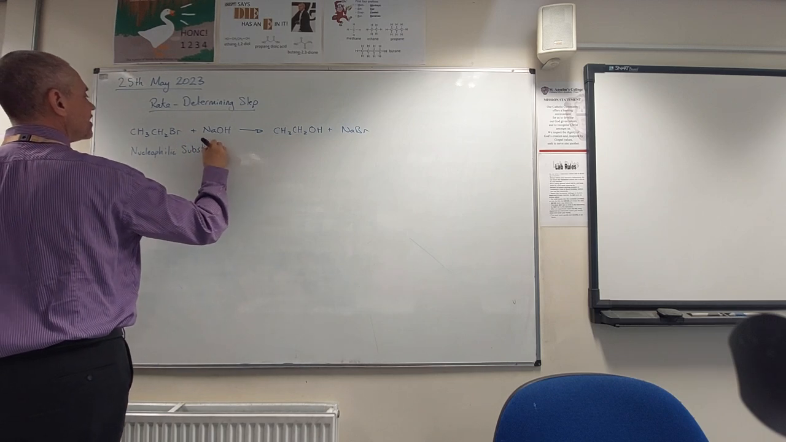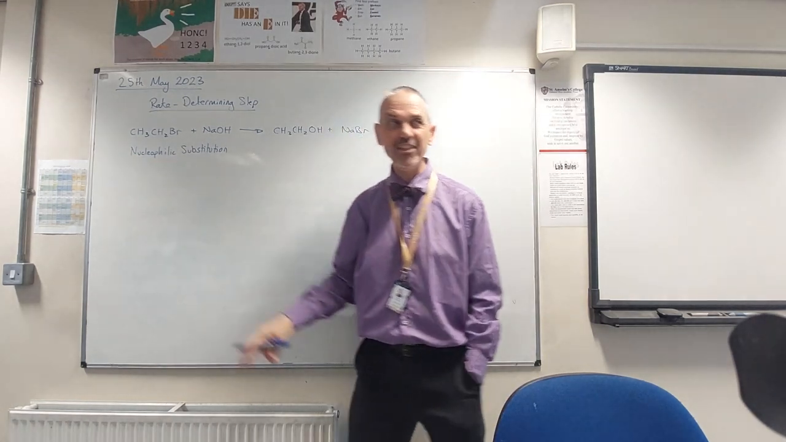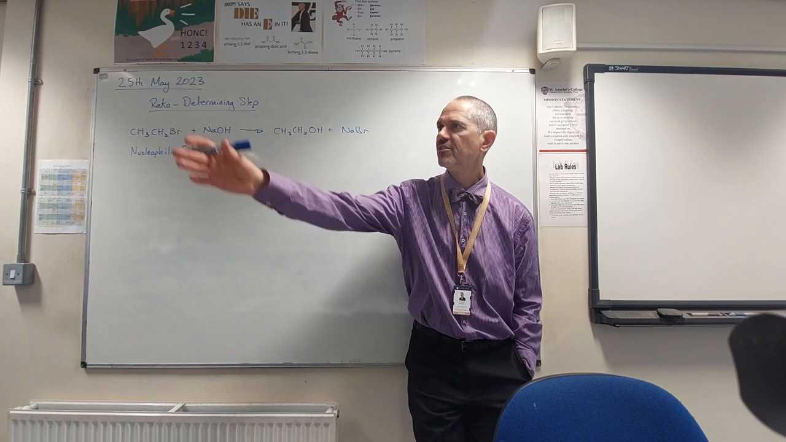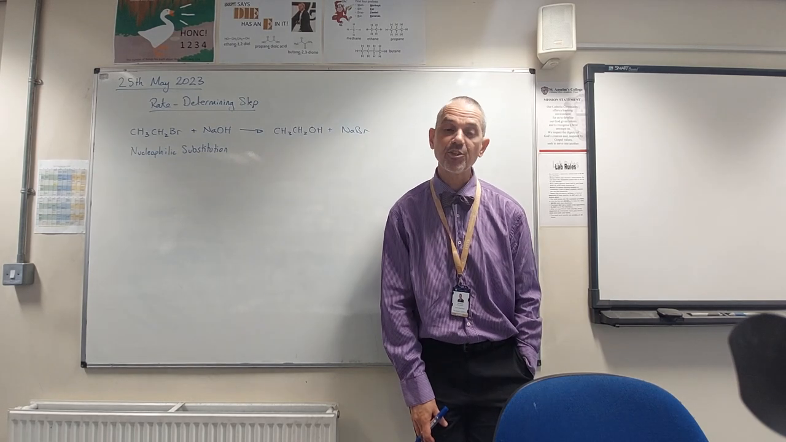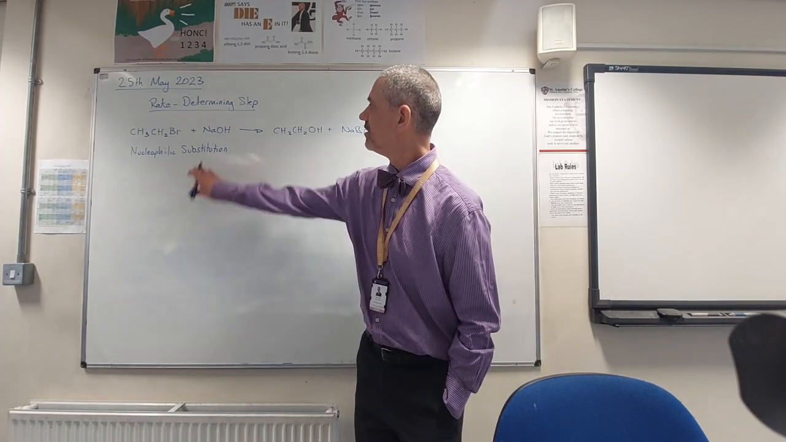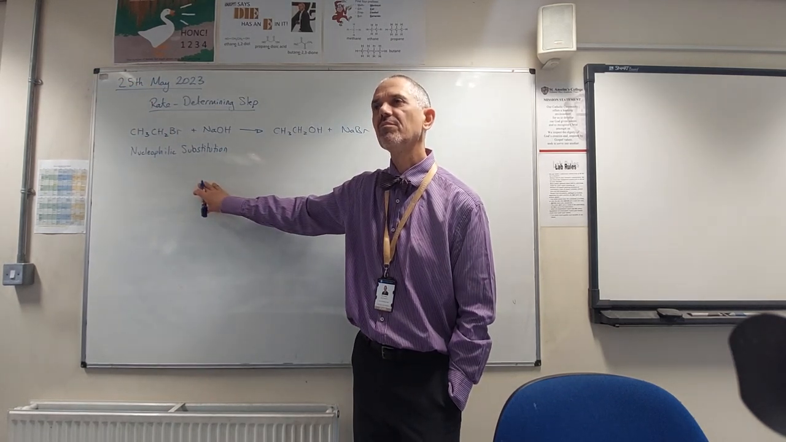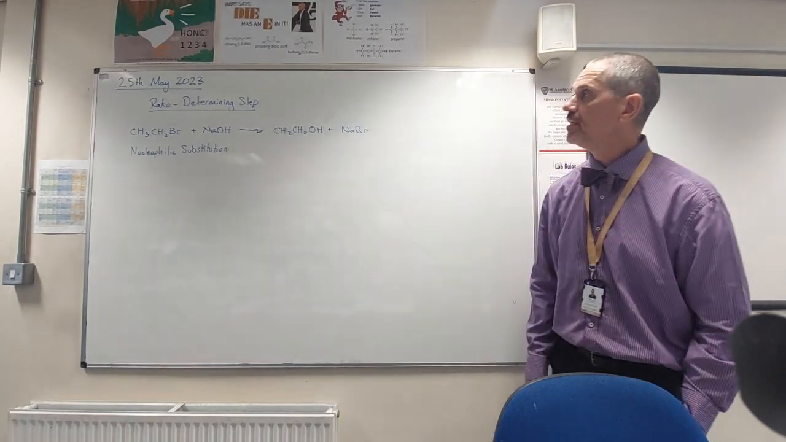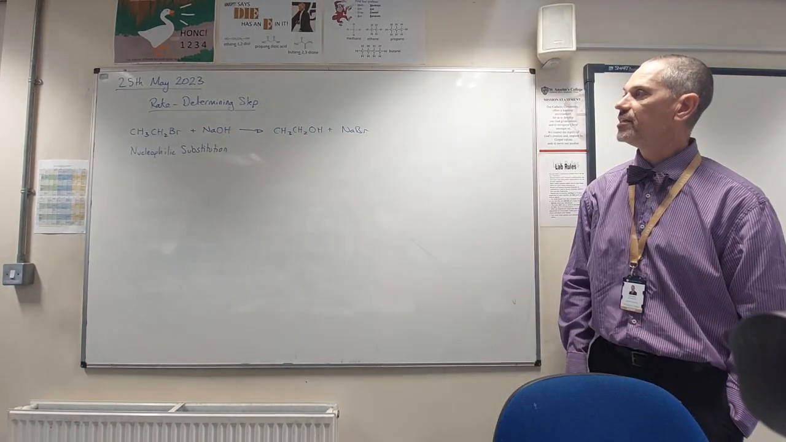Let's just take a moment to remind ourselves what those words mean. What is a nucleophile? An electron pair donor, very good. And a substitution reaction? One functional group is replaced by another. Exactly right. Something comes off, just like a substitution in football. Somebody comes off, somebody goes on. So in this case, the bromine is swapping for the OH. As you said, one functional group is changed for another.